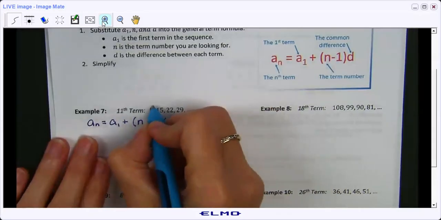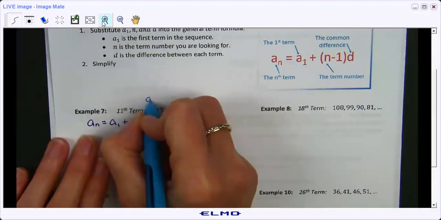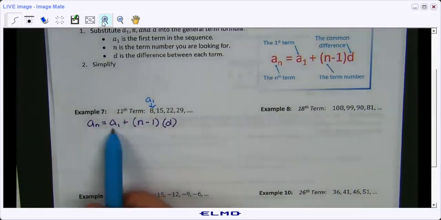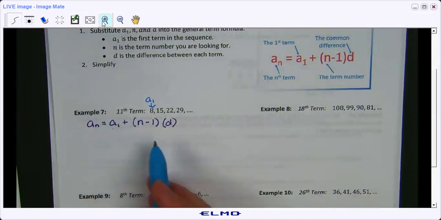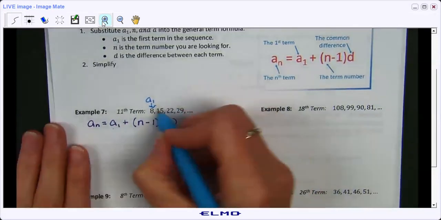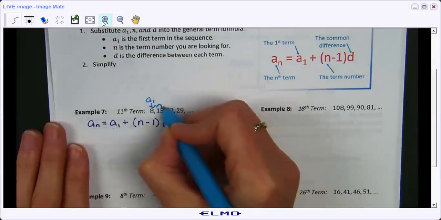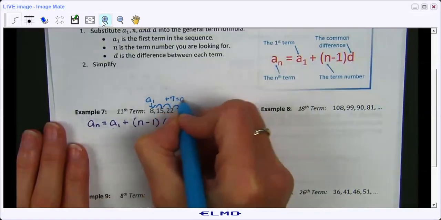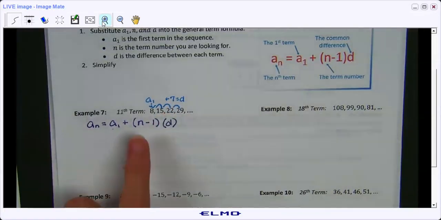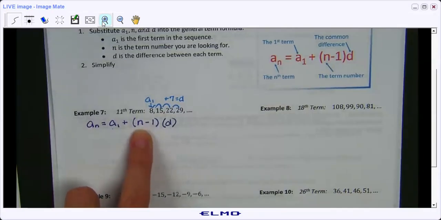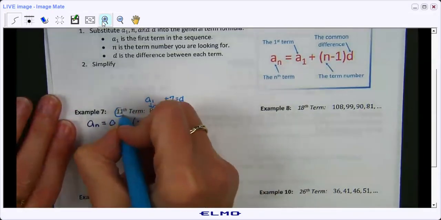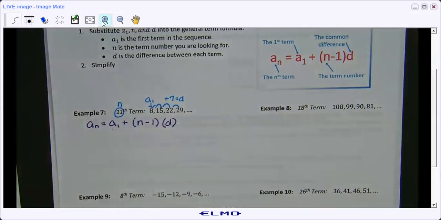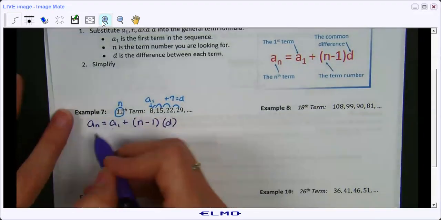So this 8 right here is your first term, so we will plug that in right here. But we also need to find our common difference. Our common difference from each one is +7. So this is our common difference. And then the n, that's the term you're looking for, so 11 is your n. We have the term you're looking for, the first number, and the common difference. So let's plug these values into the equation.